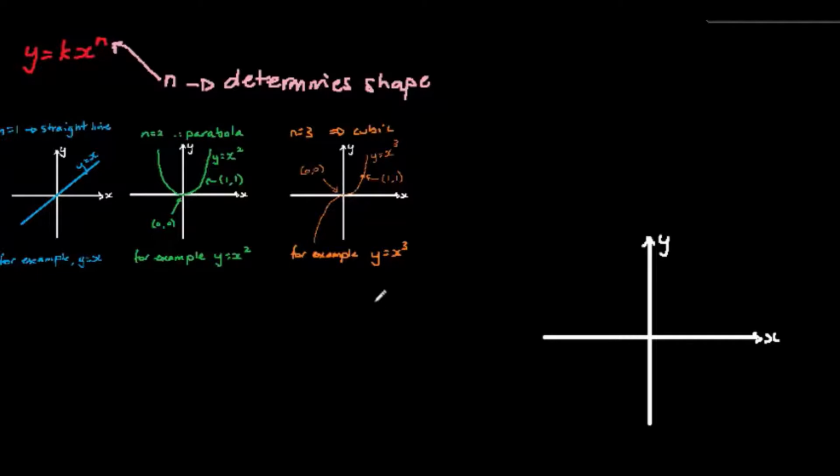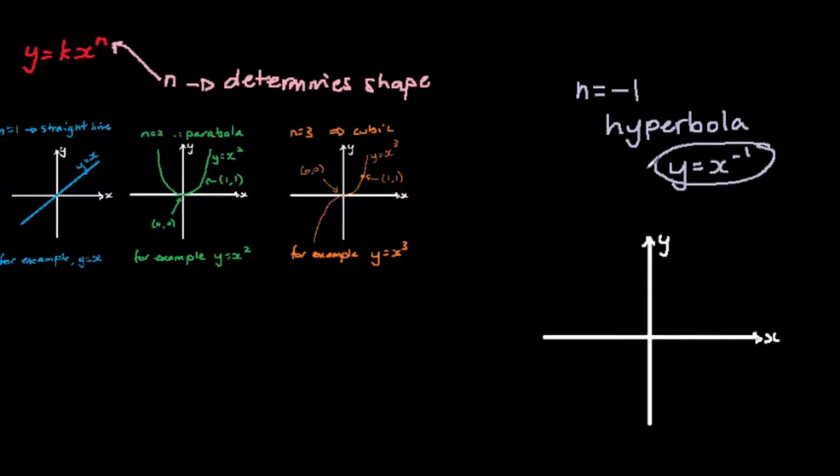Now when n is a negative number, we have this thing going on. So let's say n equals negative 1. This is called a hyperbola. And what happens is because we have an equation that'll be something like y equals x to the negative 1, that's also exactly the same as y equals 1 over x.